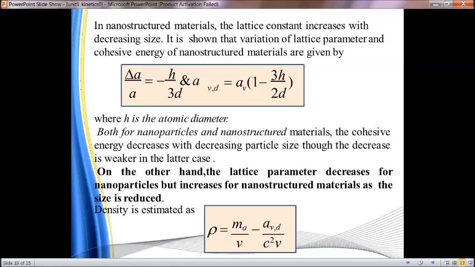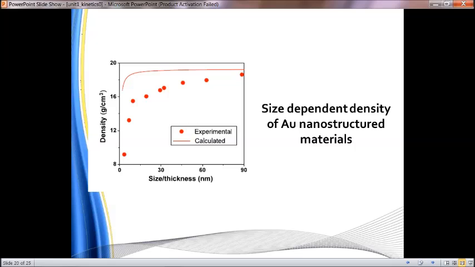So the size dependent density of gold nanostructured materials is given over here. Whenever the size or thickness is increased, the density also increases. So that is what we have seen with the bulk material characteristics. For bulk materials, if the number of particles increases, the density automatically increases. This is given over here.